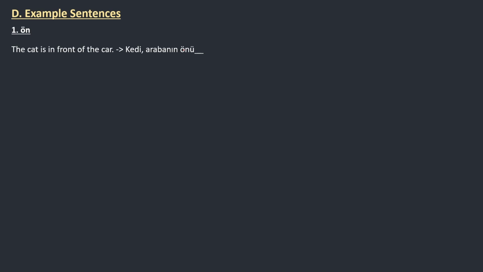But of course I also need to say in. For that I need to have a de, the locative case. Normally you don't use anything else, but with locations or with possessions, genitive suffixes, you need to use this n. So the cat is in front of the car. So yeah, this de here connects to this. And then this nın and nü, they both connect to this, of. Arabanın önü.